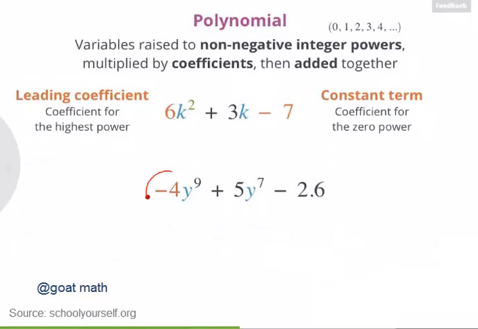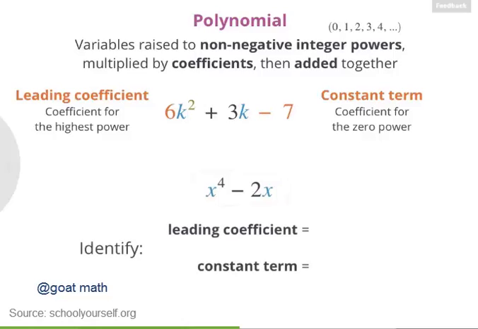Excellent! The leading coefficient is negative 4, and the constant term is negative 2.6. Now for a trickier example. Here's the polynomial x to the 4th minus 2x. Identify the leading coefficient and constant term for this polynomial, and if you get stuck, feel free to ask for a hint.